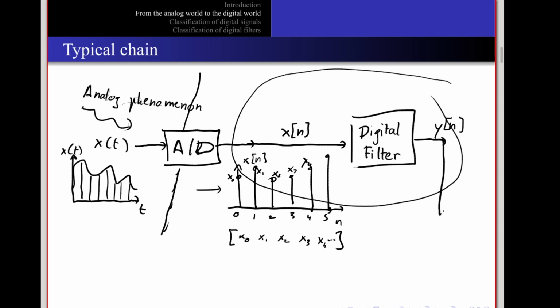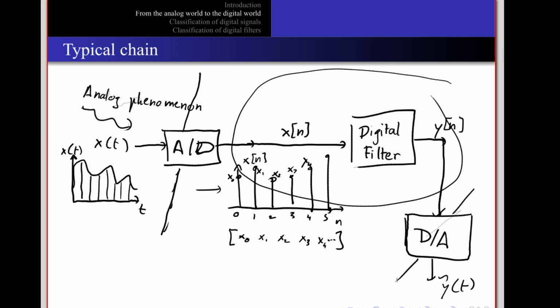And obviously, if you need, for some reason, to listen to the music you recorded, then you can put this y[n] into a digital to analog converter, and then you have this. But most of the class will be dedicated to what happens between the analog to digital converter and the digital to analog converter.